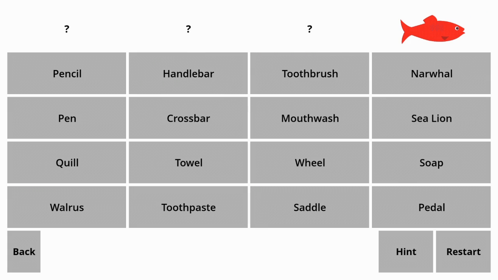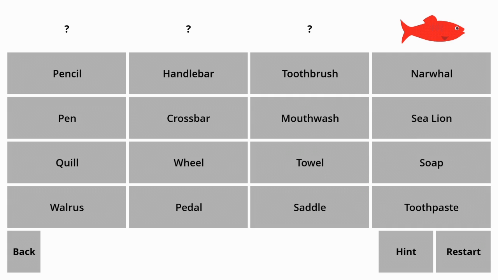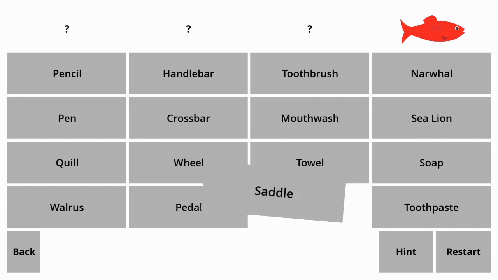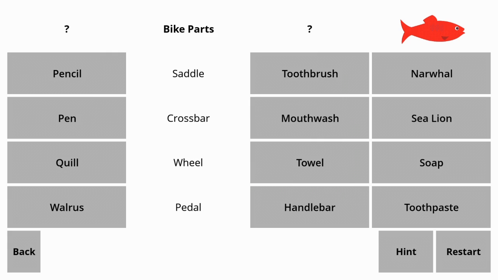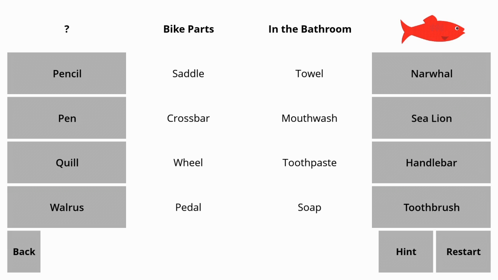Handlebar, crossbar, wheel, and pedal. What else could go on there? Saddle? Bike parts. Saddle, crossbar, wheel, and pedal. What about things that go in the mouth? Toothbrush, mouthwash, toothpaste, or maybe in the bathroom. Soap, replace one of them with towel. In the bathroom, towel, mouthwash, toothpaste, and soap.